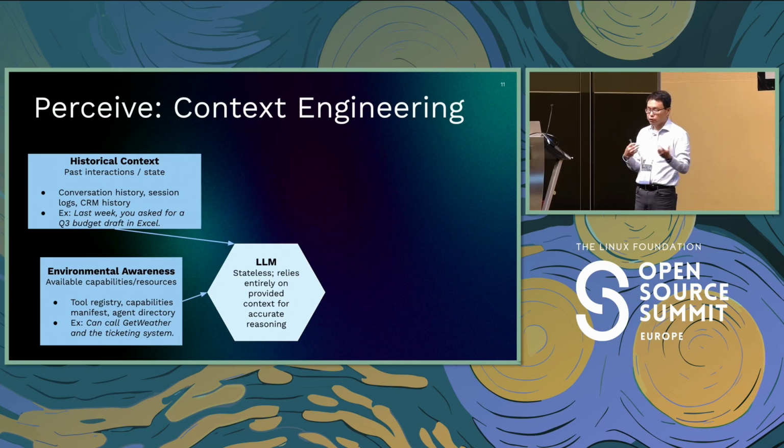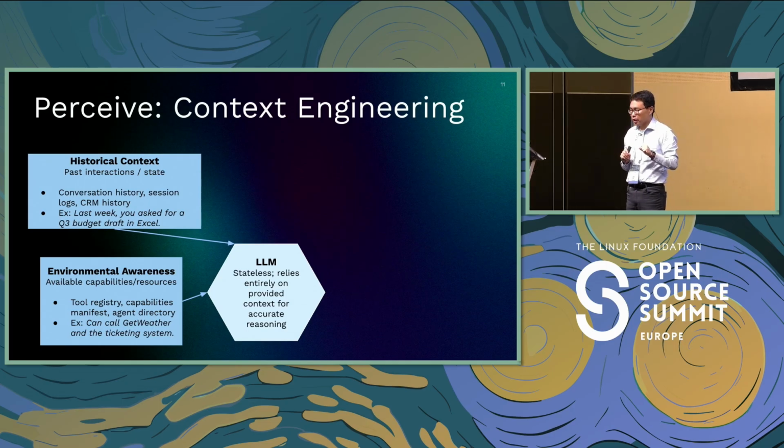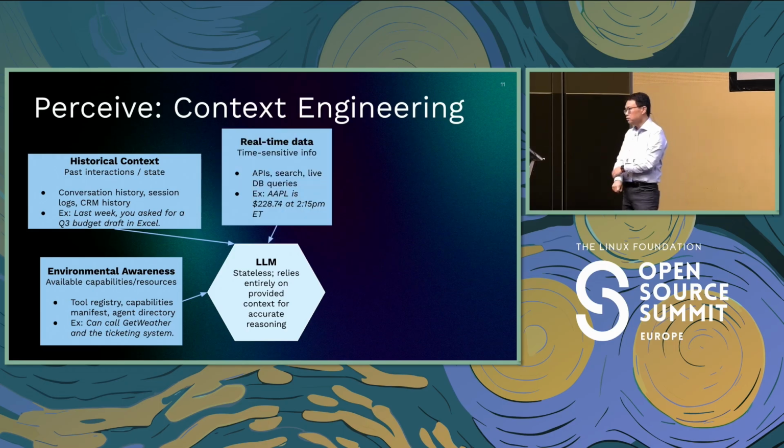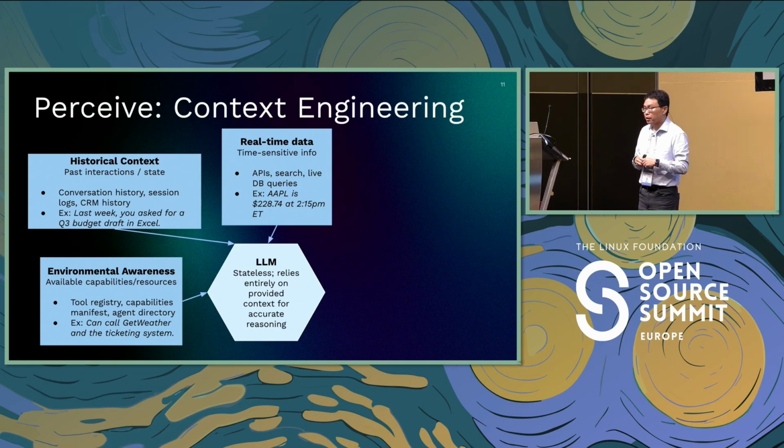You also then give the LLM a sense of what its environment looks like. In particular, if you want your LLM to call additional tools, you need to tell the LLM, hi, you have these tools that you can access, and these are the APIs to these tools, these are the schemas to these tools, whatever. The third type of context you typically provide an LLM is real-time data.